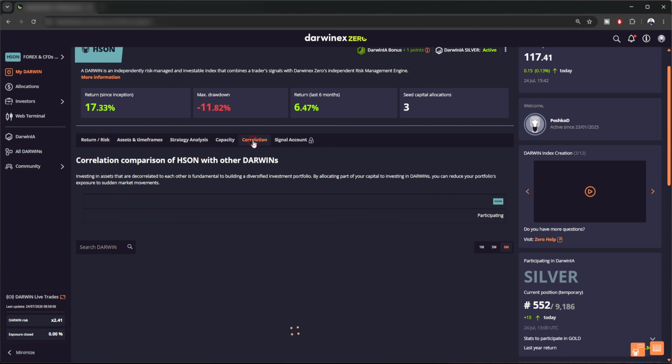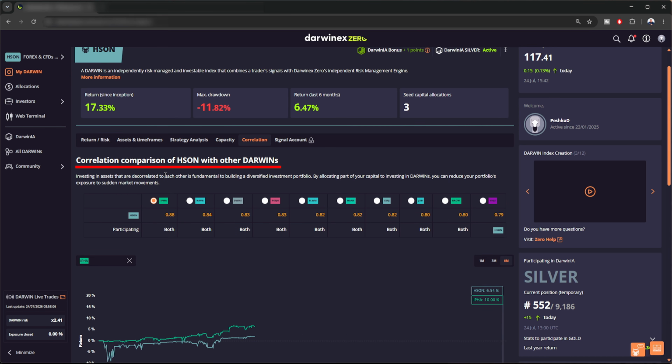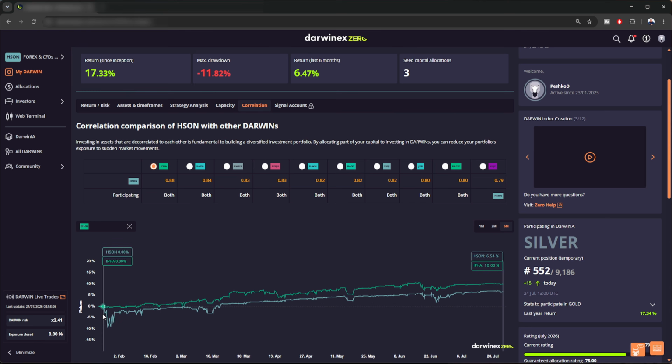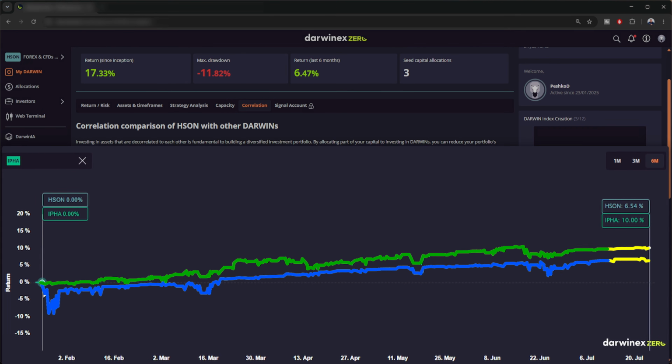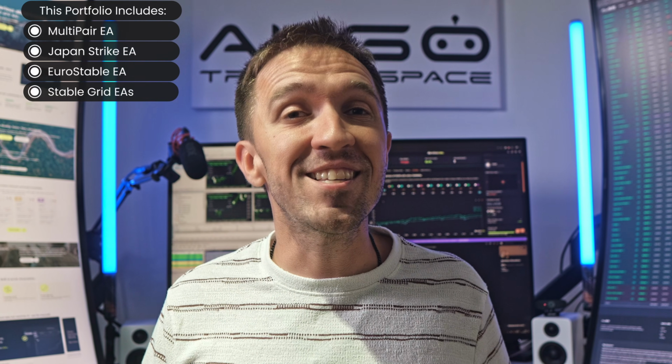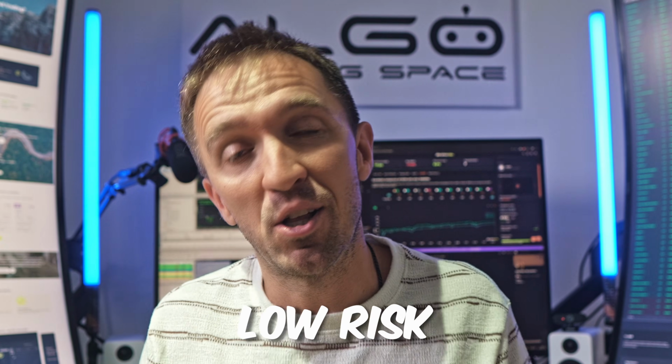figured out is this correlation that I'm having with other user who figured out that these EAs I'm trading are a good combination, and these are the multi-pair, the Japan strike, the Euro stable, all of these stable grids that do not go with a huge floating loss, or at least the low risk currency pairs, and I've shown them multiple times, so I'm not gonna show you the MetaTrader again and again.